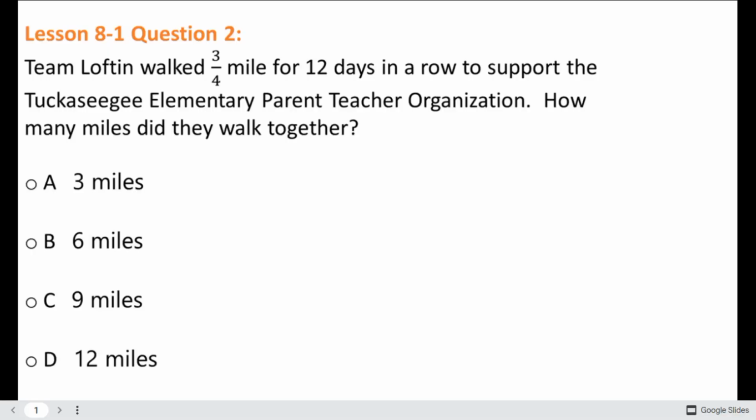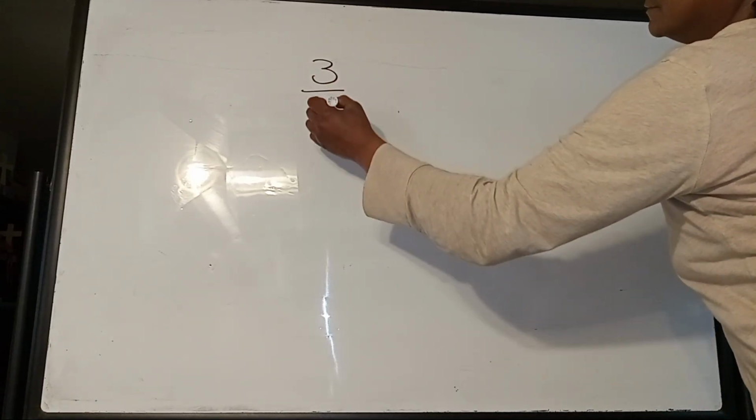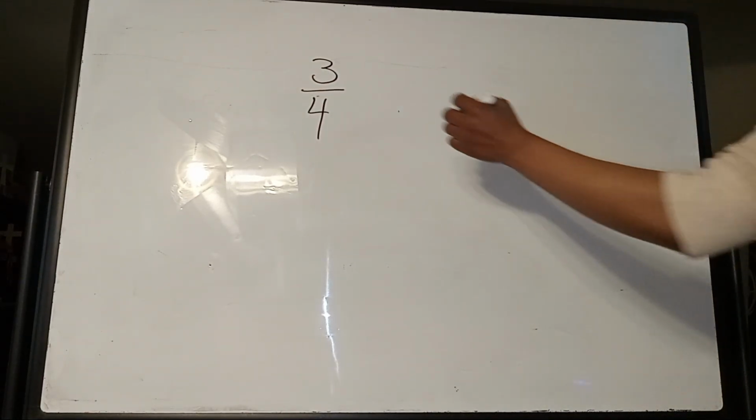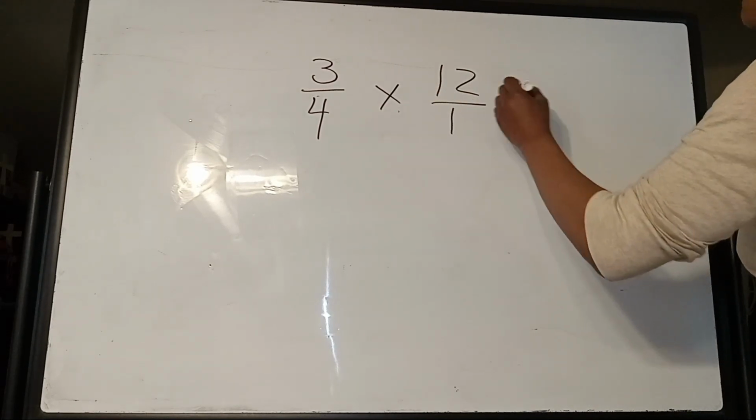All right, for our second problem, Team Lofton walked 3/4 miles for 12 days in a row to support the Tuckasegee Elementary Parent-Teacher Organization. How many miles did they walk together? All right, so now we're going to see how many miles did they walk together. So we got 3/4 and we got 12, which is 12 over 1.